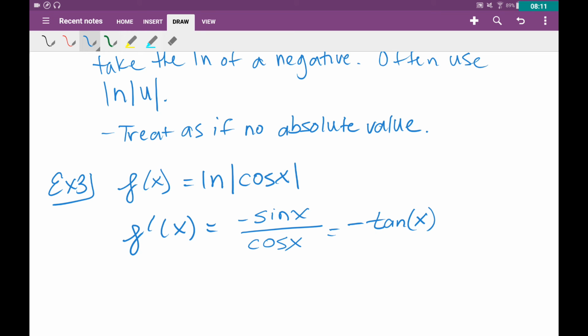And I'm going to bring that negative over from the front right here. So then that's all there is to it. So when there's an absolute value bar, don't worry about it. Treat it the same. Do the same thing. Don't do anything new. And be done with it.